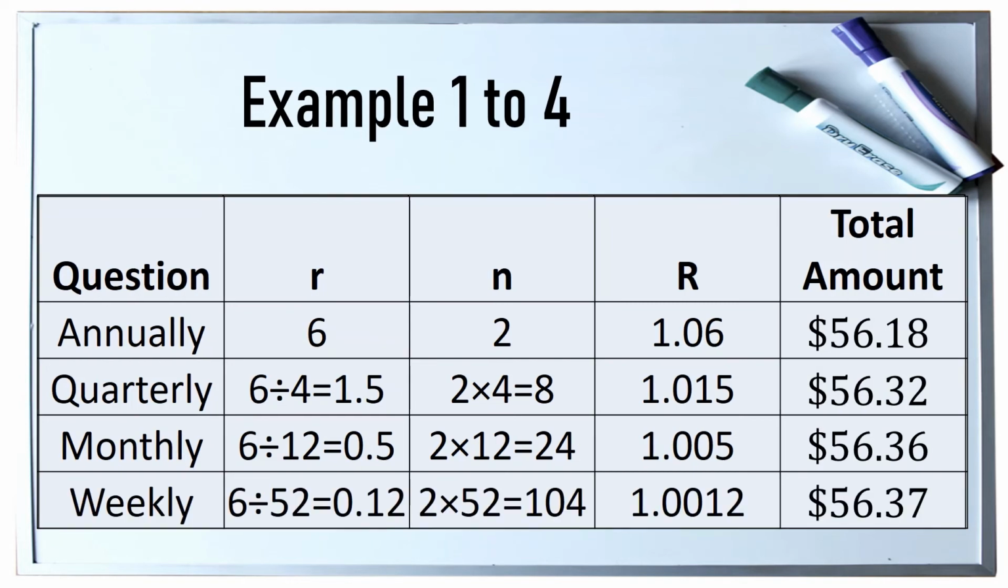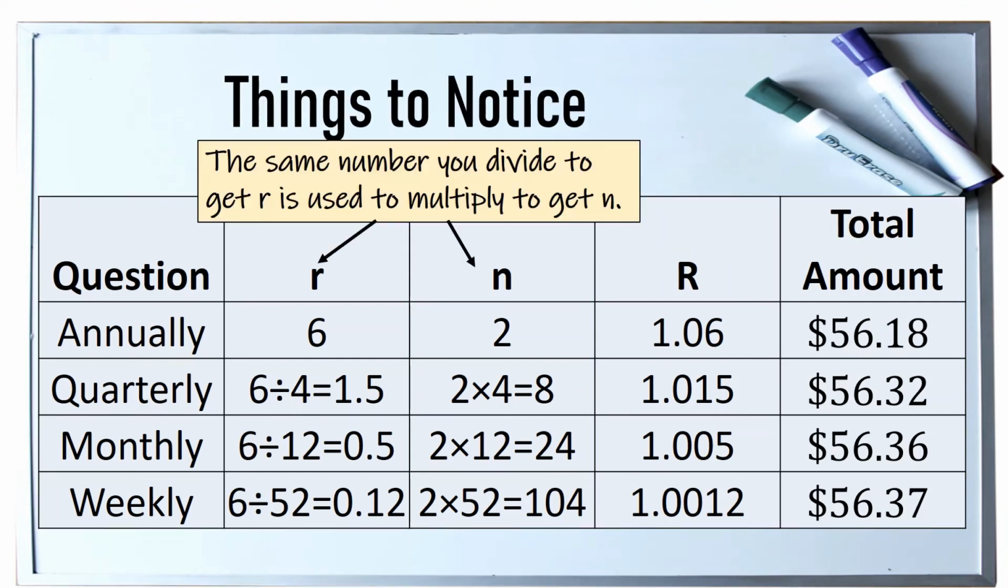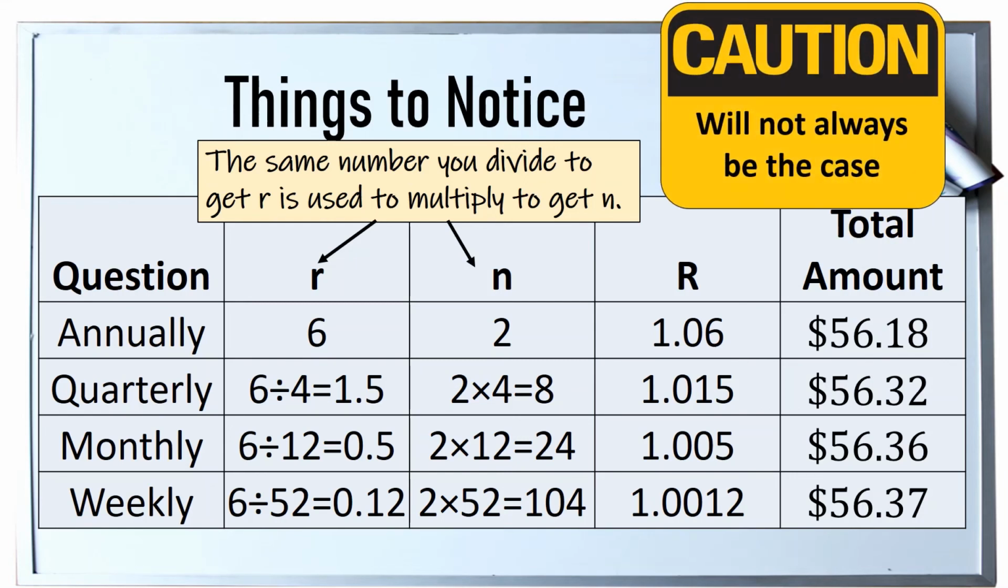$56.36. For weekly, our lowercase r divided by 52, our n we multiplied by 52, our capital R was 1.0012, and the total amount was $56.37. There are some things to notice. The same number you divide to get r is used to multiply to get n. Now that was the case for every example in this video. However, just a word of caution, it will not always be the case.